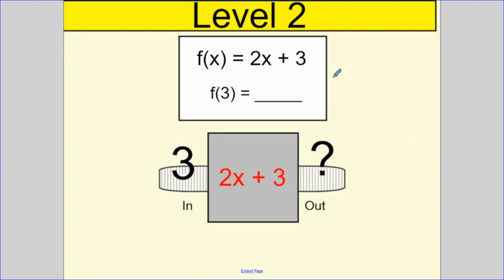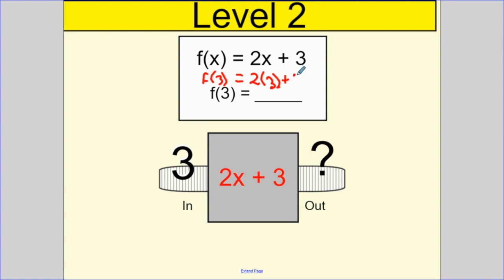Another example. What happens to our function if our input is 3? That means we're going to replace our x's with our input. So we're going to replace our x's with the number 3 into our function. Our input is 3. So this x is being replaced by 3.